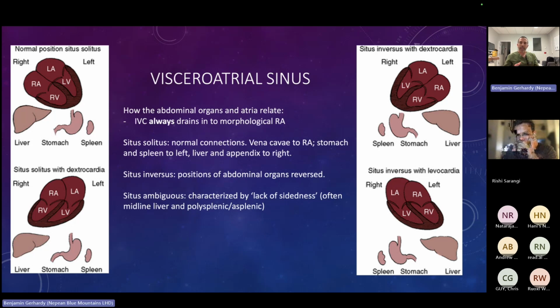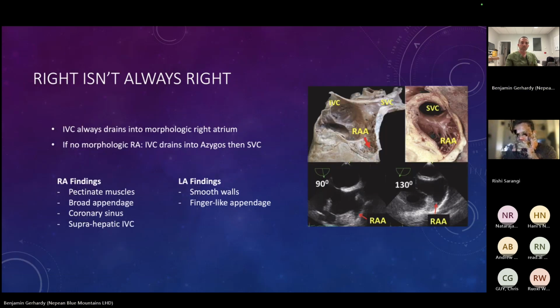And then you can have your situs flipped around again, right? So you have your dextrocardia and your levocardia with that. There's a thing called situs ambiguous, and that is characterized by lack of situs, which is just everything sort of in the middle. And with that, right isn't always right.